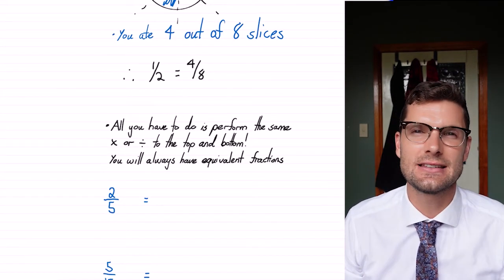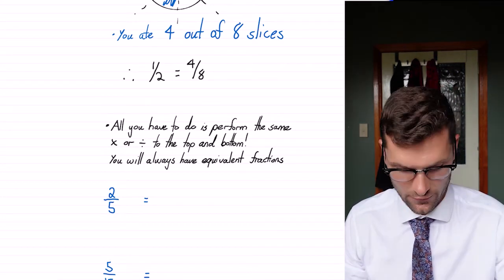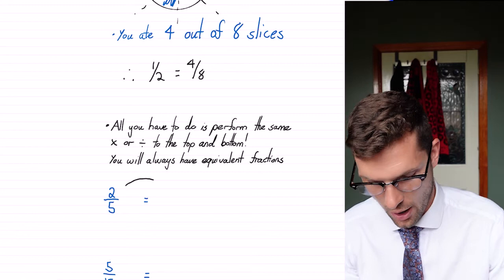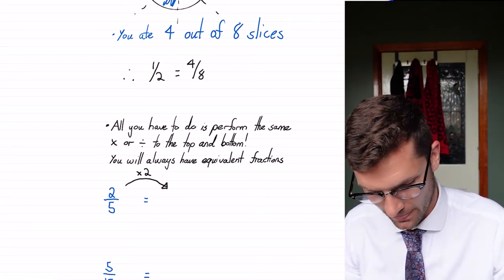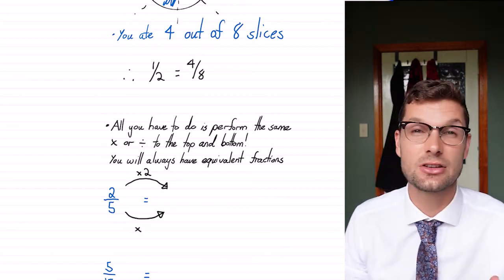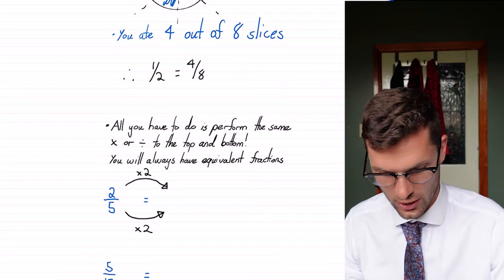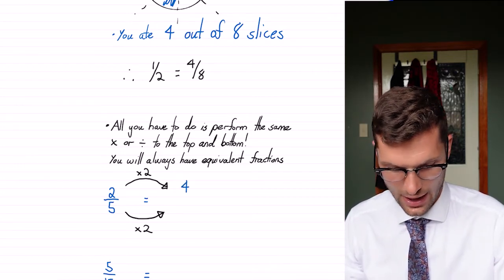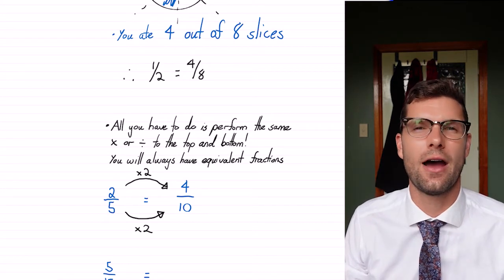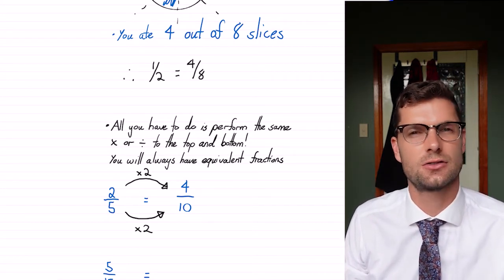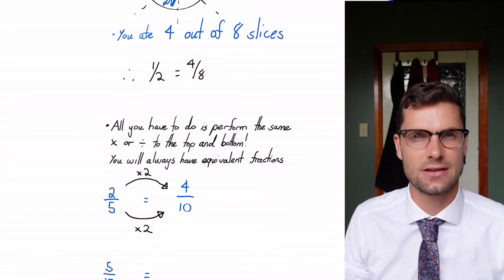Okay, so in this example here, we've got 2 over 5. If I wanted to change this into another fraction, I could multiply it by almost any number. I'm going to multiply it by 2, and as long as I do the same thing to the top and the bottom, we're going to be fine. So 2 times 2 at the top is going to give us 4, and 5 times 2 is going to give us 10. So we're saying that 2 over 5 is equivalent to 4 over 10, or they're the same fraction, just in different sizes.